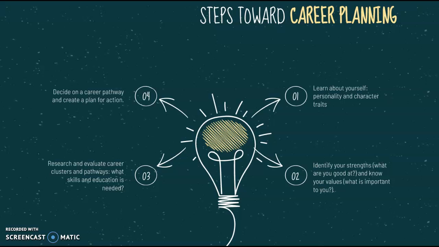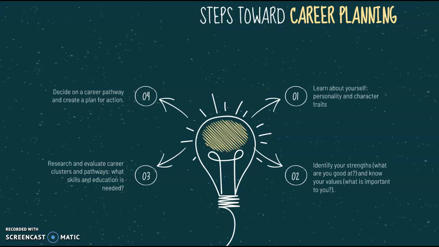Then this number 3 is really where we are right now. We're going to research and evaluate career clusters and pathways. What do you need in order to be successful? What skills do you need? What education do you need? What training do you need? So we're going to explore all of that with regard to both clusters for careers, and then eventually we get to the specific career pathways and career opportunities.